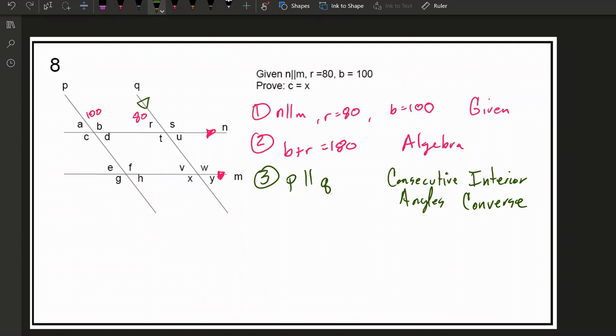So I can go ahead and put some parallel marks on here. And now that I've shown that these are parallel, I'm allowed to use all of my parallel vocabulary. So now I want to show that C is equal to X. I can start here at C, and I can say, let me switch back to my pink color. C is equal to G, going from here to here, because of corresponding angles.